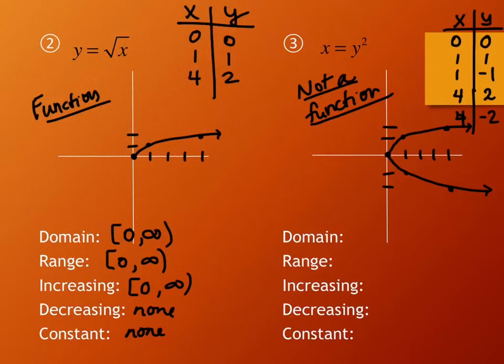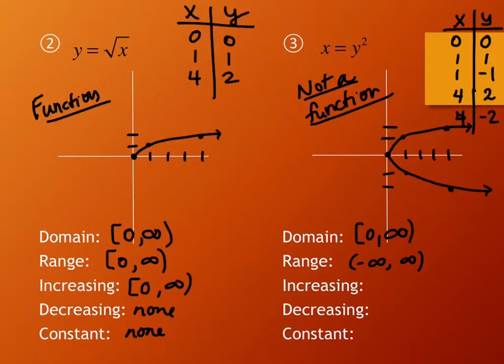Okay, what about the domain then? What is the domain for this function? What x values do you see once we graphed it? 0 to infinity, very good. The x values only come out from 0 up to infinity. How about the y values? Negative infinity to infinity, right? Yeah, good. Negative infinity to infinity.